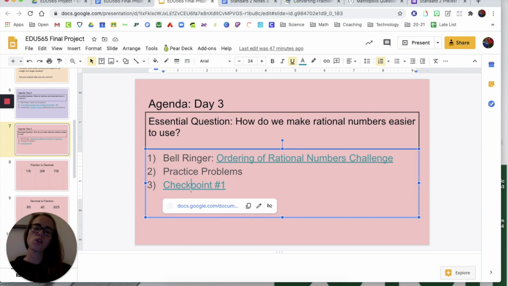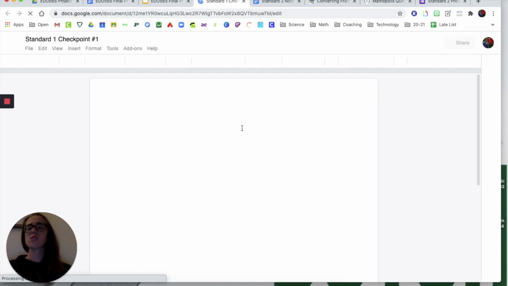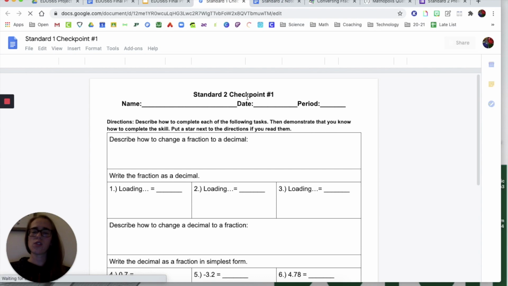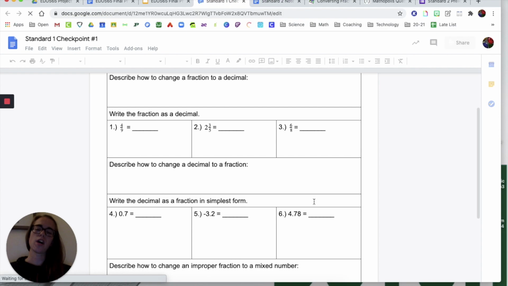After we've reviewed those, we're going to go to the formative assessment, which is our checkpoint and the first one of this standard. This is the one that I would give to the majority of students. It asks them, for each skill, to describe the strategy that they're going to use. So how do you change a fraction to a decimal? They're just going to describe and say, this is what I'm going to do, and then they're going to perform the skill 3 times. And they're going to do that for all 3 of the skills from the activity from the day before.